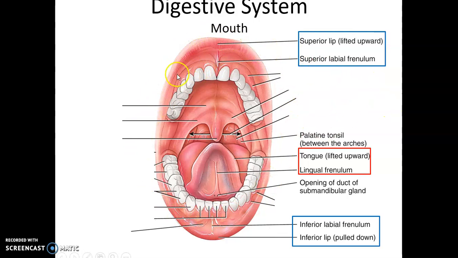The mouth includes the superior lip and the inferior lip, and then you also have this little bit of tissue called the superior labial frenulum. And then for the inferior lip, you have the inferior labial frenulum. Then, of course, there is the tongue, that large muscular structure within the oral cavity, and it has its own tissue that helps connect it down to the floor of the oral cavity called the lingual frenulum.